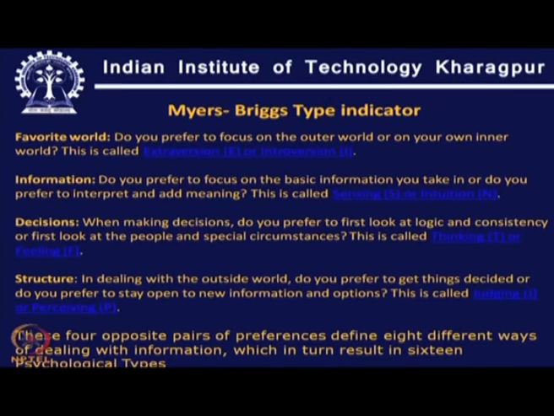Structure: in dealing with the outside world, do you prefer to get things decided, or do you prefer to stay open to new information and options? These are called judging or perceiving types. So, you have these classifications, and these four opposite pairs of preferences define 8 different ways of dealing with information, which in turn leads to 16 psychological types.